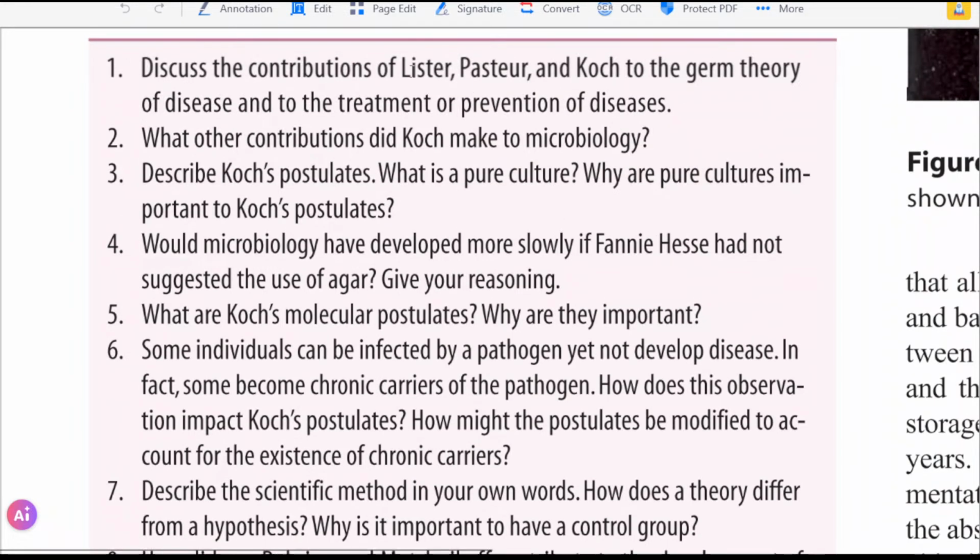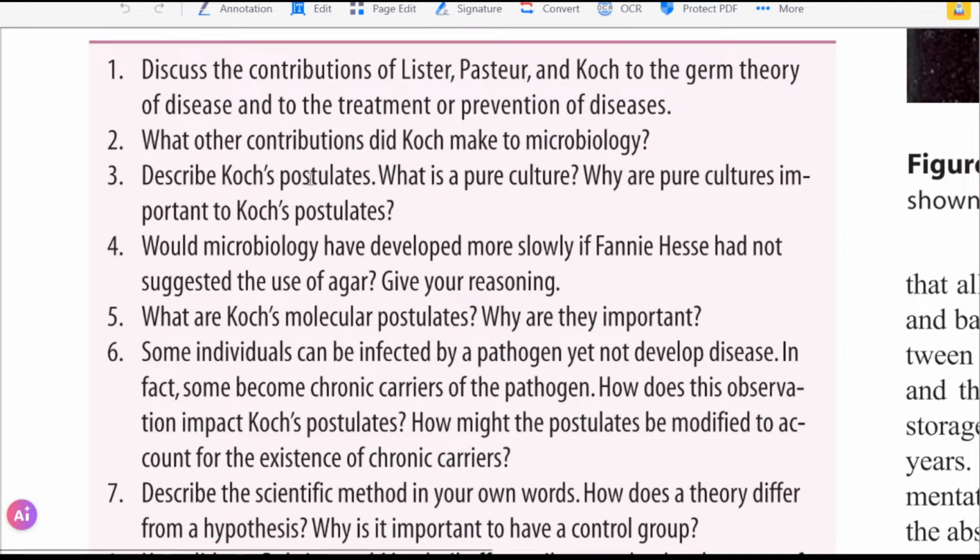So, describe the Koch postulates. What is pure culture? Why are pure cultures important to Koch postulates? I already said about the Koch postulates, I don't want to repeat it. A pure culture is a growth, a colony, which has only one thing. It can be a pure culture of viruses, bacteria, fungi, anything. You have nothing other than what you want on the media you are growing them on. So this is pure culture.